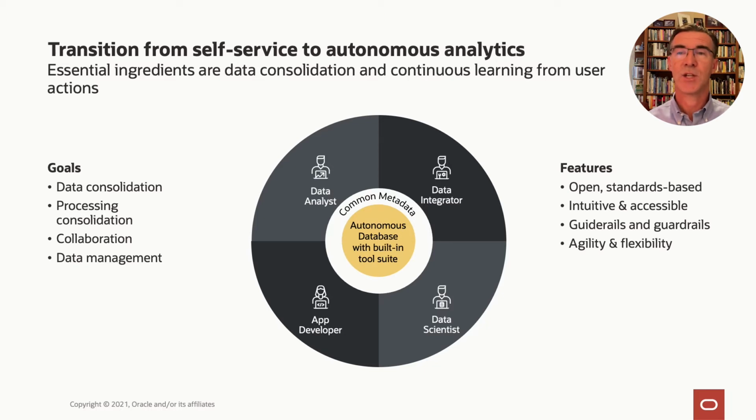We foresee a transition from self-service to autonomous analytics. We can address the problems that the self-service movement introduced. Now, this is a key point. Data consolidation and continuous learning from user actions are the essential foundation for autonomous analytics. This will enable us to meet our goals: reconsolidating processing and data, re-establishing strong data management, while retaining the hard-won benefits of agility and flexibility.